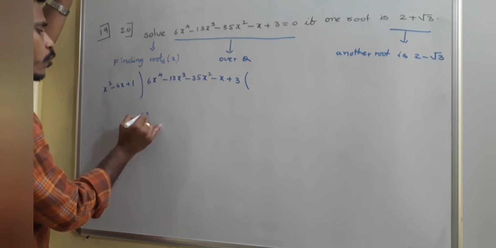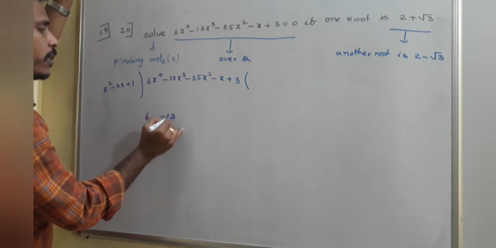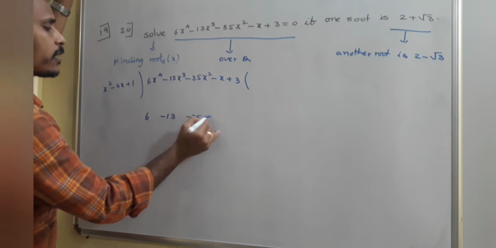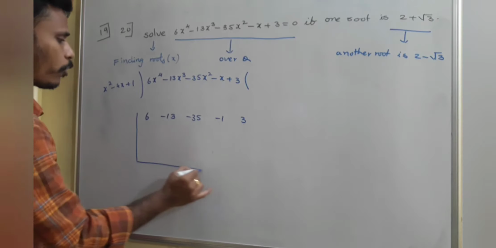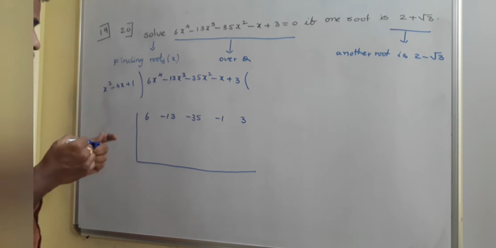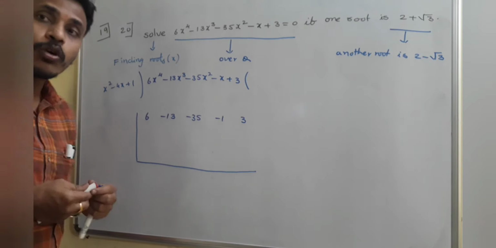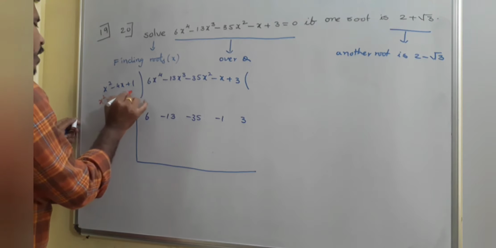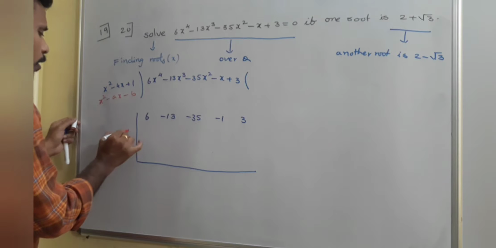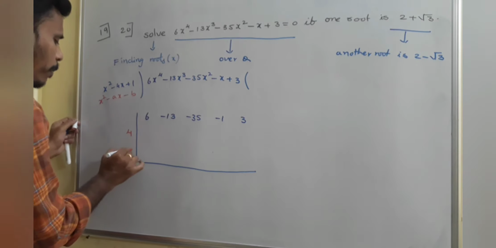And then how to do it with synthetic division? 6, minus 13, minus 35, minus 1, and 3, these are the coefficients of the given polynomial. Since it is division with a quadratic factor, we need to compare the given one with x square minus ax minus b. So what is a? 4. What is b? Minus 1.